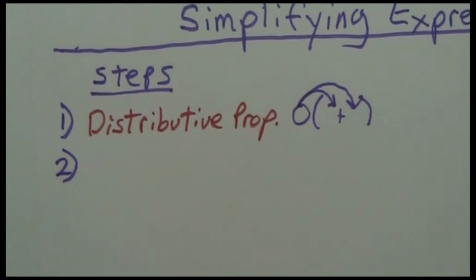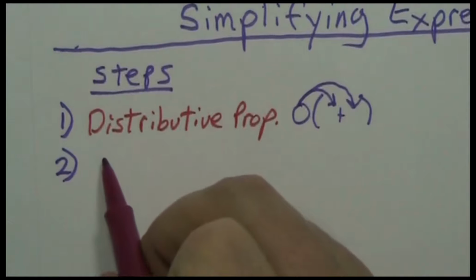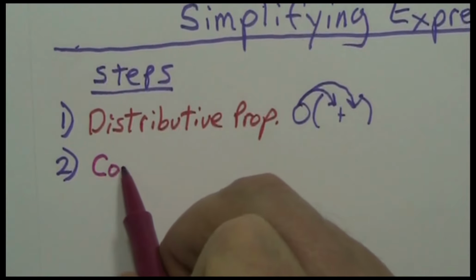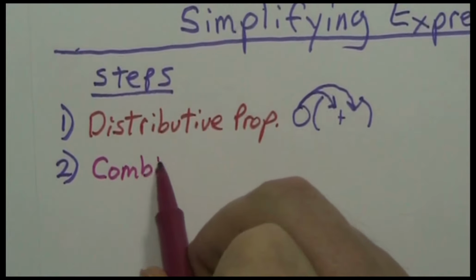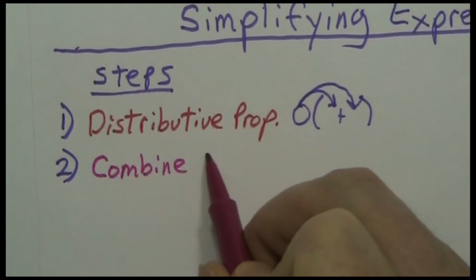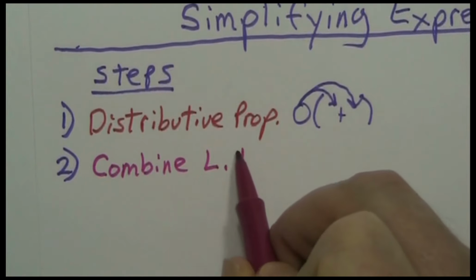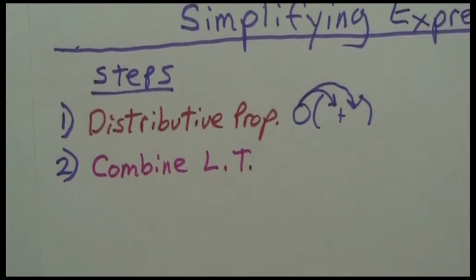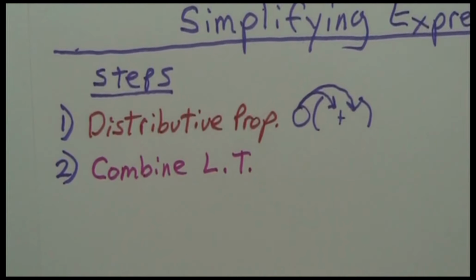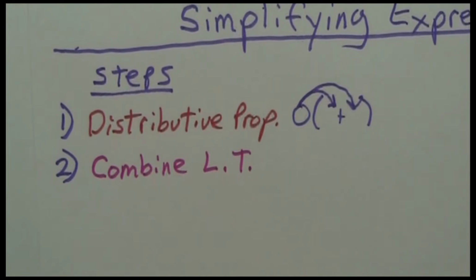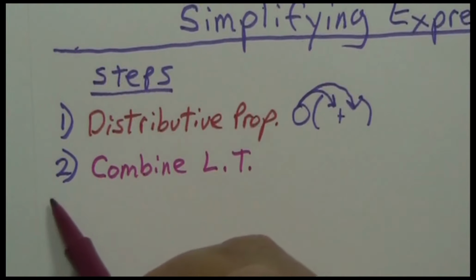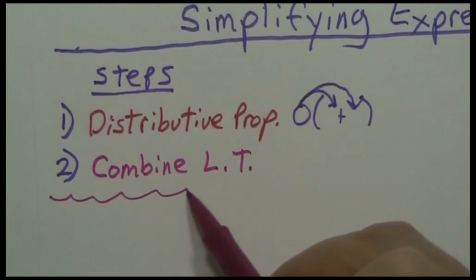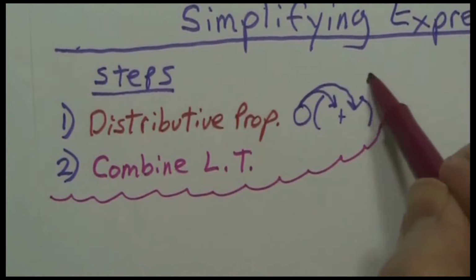Okay, our second step is to combine like terms. So I'm just going to say combine, and I'm just going to abbreviate LT, like terms. Combine like terms, things that are the same. Okay, so those are the steps that we're going to be doing. That's the order.